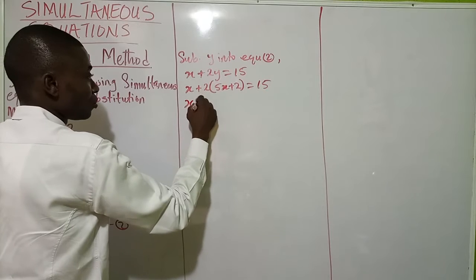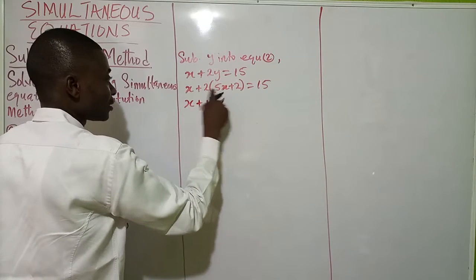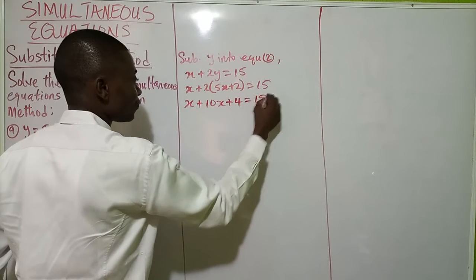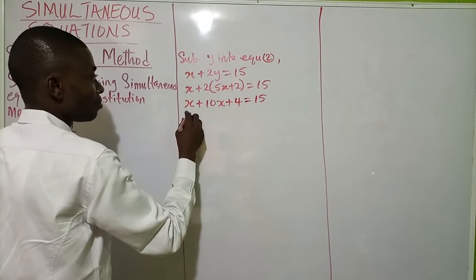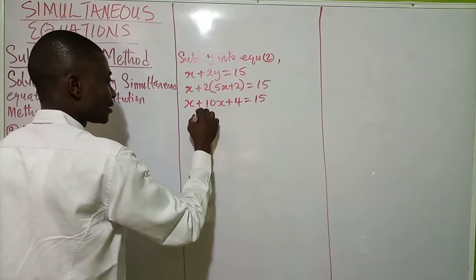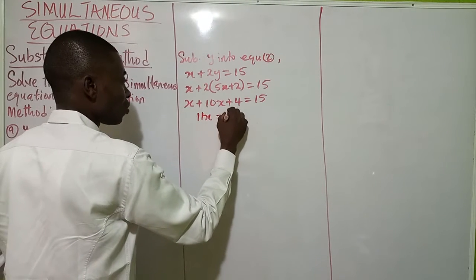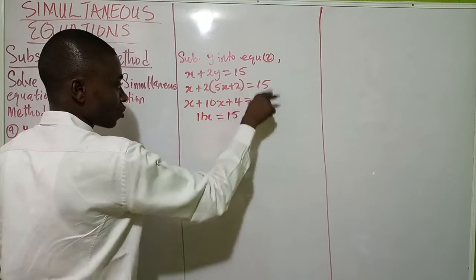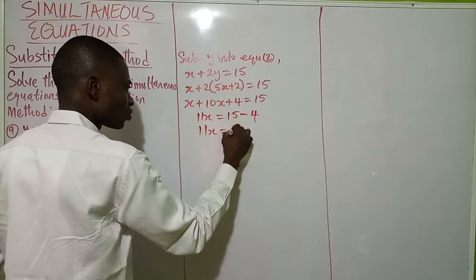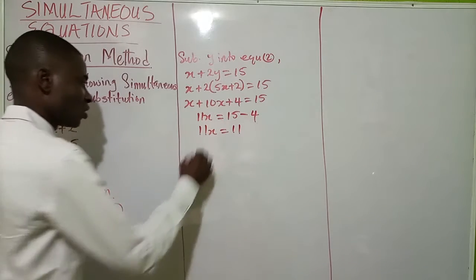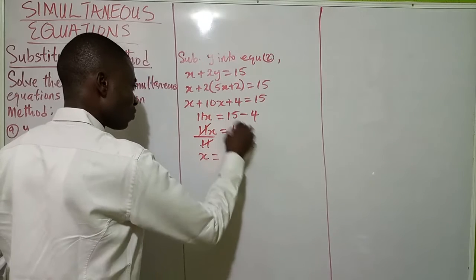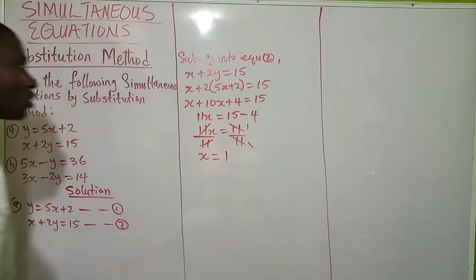So what do I do for this one? 2 times 5x is 10x, plus, times plus is plus, 2 times 2 is 4, equals 15. From here, we're going to add and collect like terms. x plus 10x is 11x, equals 15. This plus 4 crossing the equality sign turns to minus 4. So 11x equals 15 minus 4, which is 11. So I'll divide both sides by 11. So x equals 11 over 11, which is 1. x equals 1. Very simple.